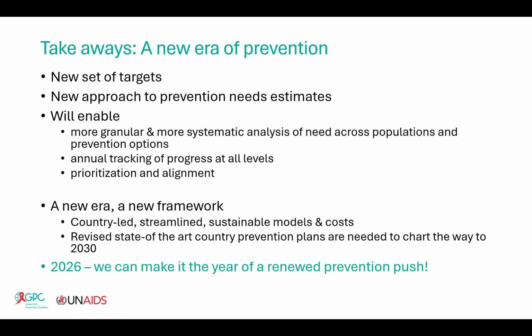So with that, I think we believe that this is one puzzle piece in promoting this new era of prevention, which is an era of method mix, where we need more granular and systematic analysis of need for the different options in different populations, and annual tracking of progress at all levels, not least because the surveys will not be affordable. And if we have these needs estimates at national and district or oblast level, we will be able to track against some headline indicators, whether it's products or people, and overall I think this can be a key ingredient for revised state-of-the-art country prevention plans, matching PrEP uptake and distribution to the need.